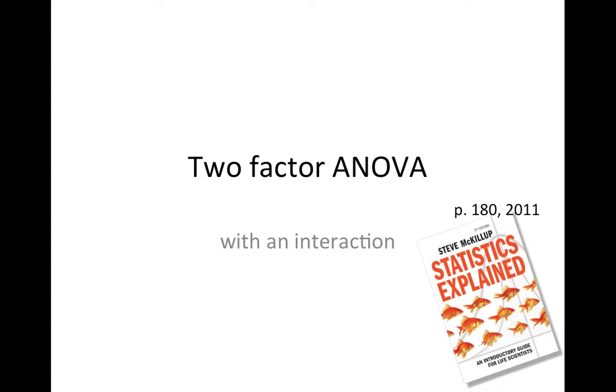And we will now talk about the two-factor ANOVA, a situation where we test two variables at the same time and also how they interact with each other. And we will use the example from the book Statistics Explained by Steve McKillop on page 180.